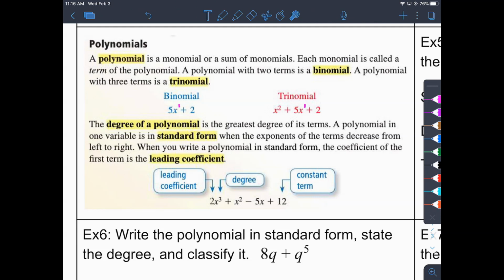What does that constant mean? Well, overall, if you've got a 3 or 4 term polynomial, we have what's called the leading coefficient. That is the constant that is in front of the largest degree. So when you write a polynomial in standard form, the coefficient of the first term is the leading coefficient. So it has to be first written in standard form.